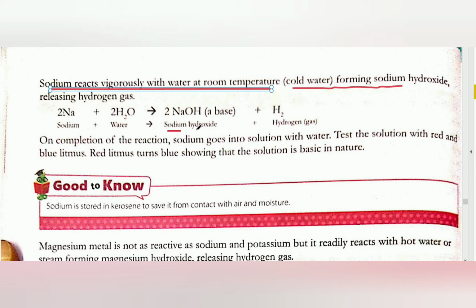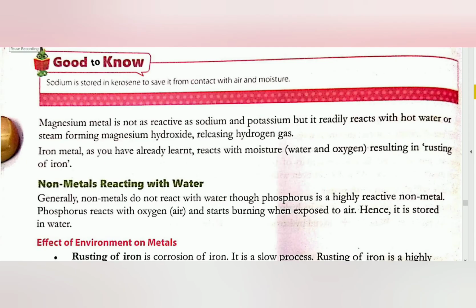This is a base. How do we know that it is a base? When we react it with litmus, red litmus turns blue, which shows that NaOH is a base. As we have seen, sodium is so reactive that it can react with air or with water. So we store sodium in kerosene oil to save it from contact with air and moisture.